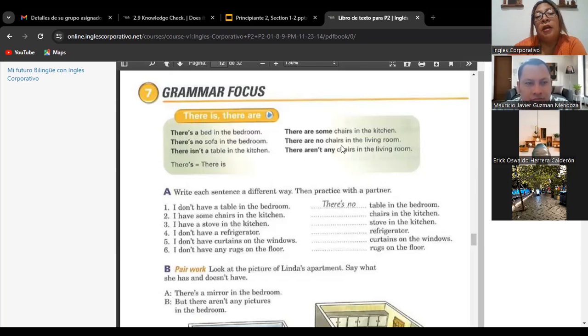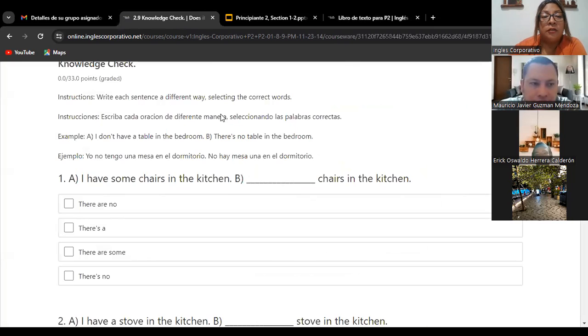Y luego también tenemos las formas negativas, ¿verdad? There are no chairs in the living room. Y tenemos, there aren't any. Este sería para plurales. There isn't a, y en plural, there aren't any. There aren't any chairs in the living room. Esto sería con respecto a there is and there are. And then I think we have the exercise on the platform.